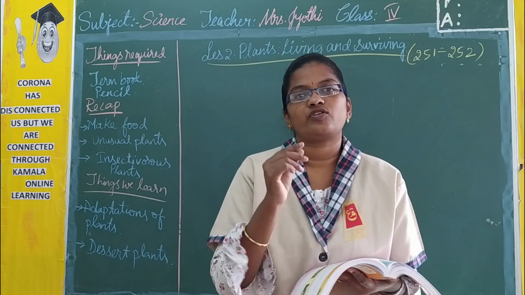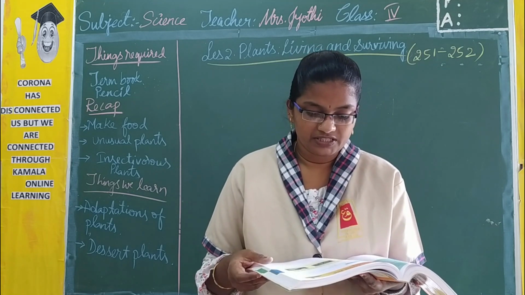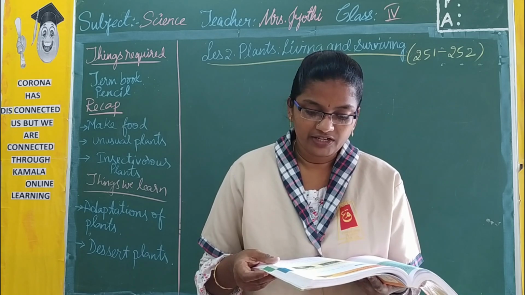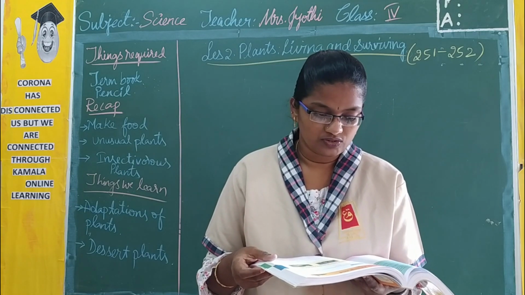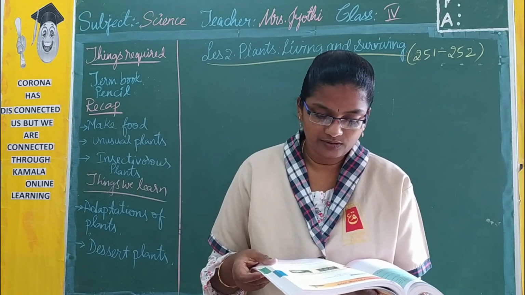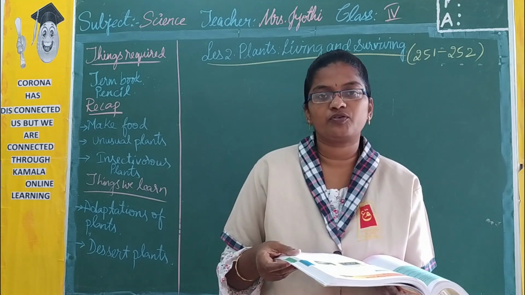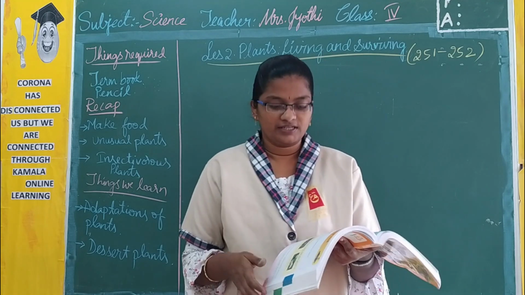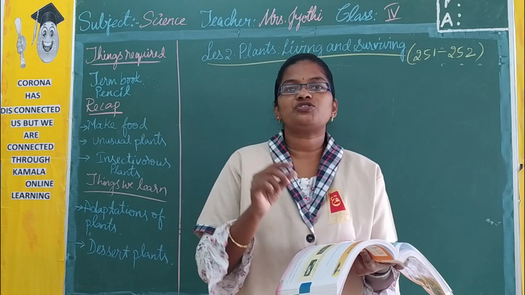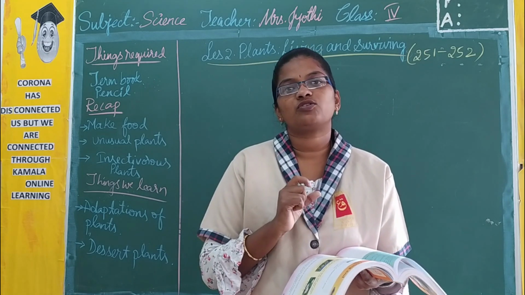Now here there is a warm up. Observe the picture given below and where do you think each plant grows? In plains, desert or water bodies? Write the answers in the provided space. So here there are pictures for you. Now you should write where these plants are going to grow.